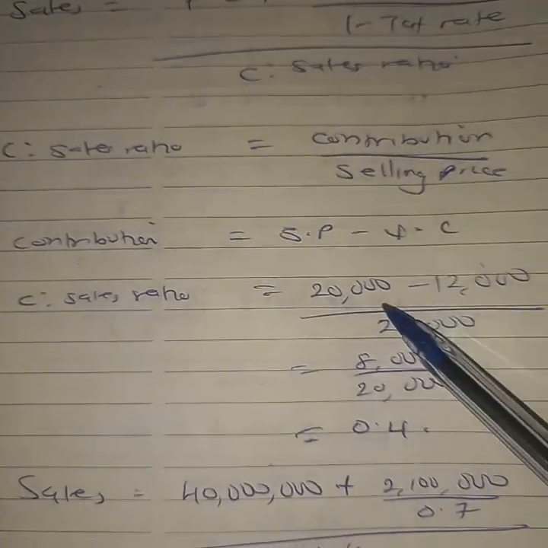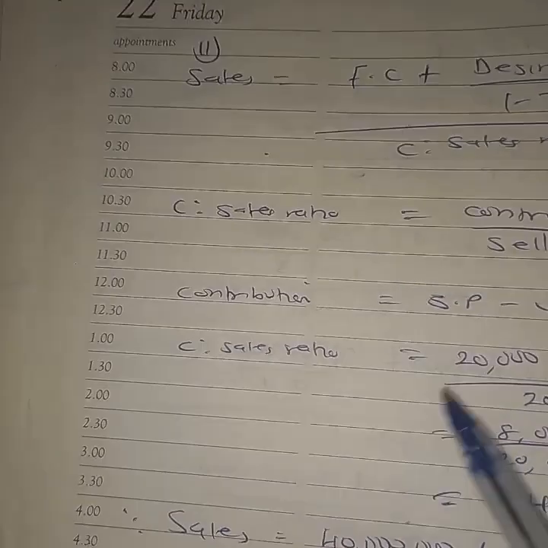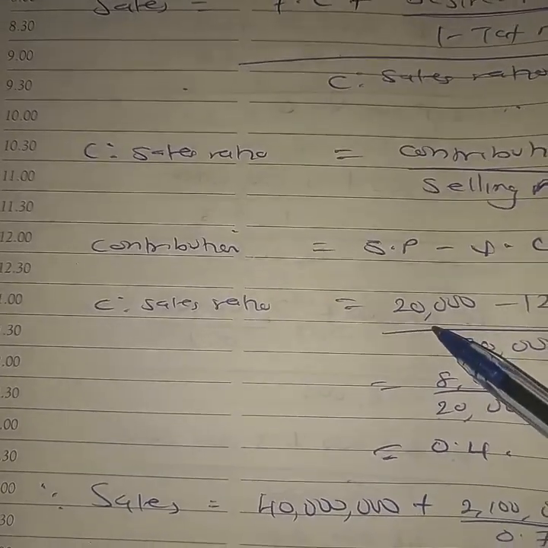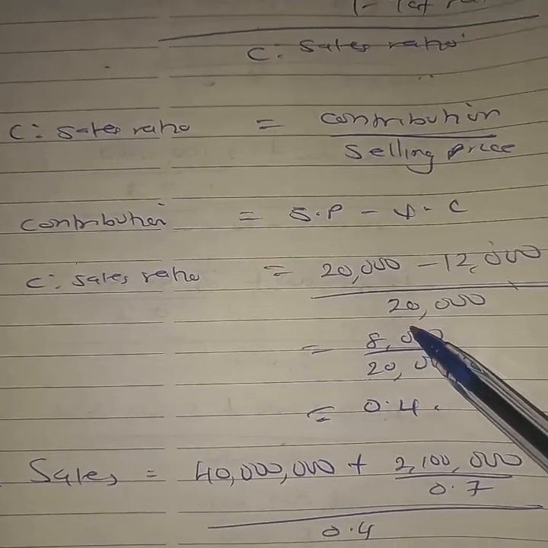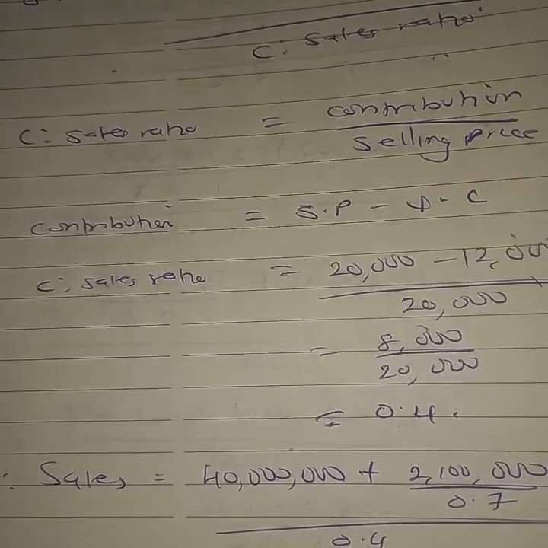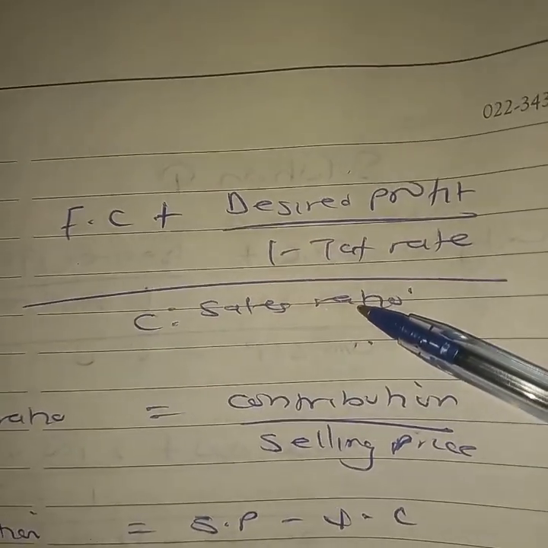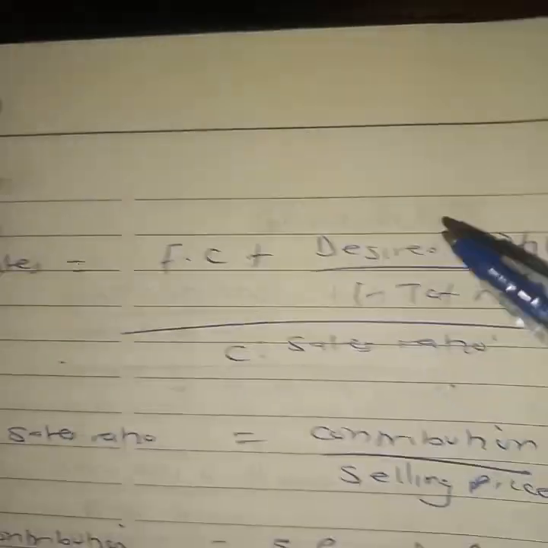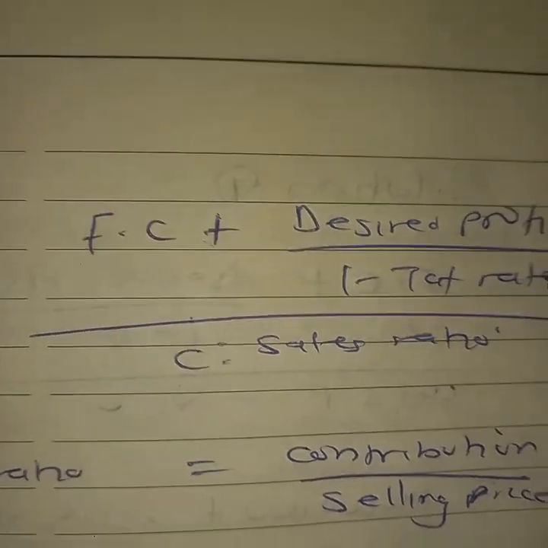Our selling price is 20,000 and the variable cost is 12,000. So that means our contribution sales ratio is going to be 20,000 minus 12,000 divided by the selling price, which is 20,000. I'll get 8,000 divided by 20,000, which gives me 0.4. So from the formula, I've got the contribution sales ratio, I have the fixed cost, I have the desired profit after tax, and I have the tax rate. So that means I'm good to go.